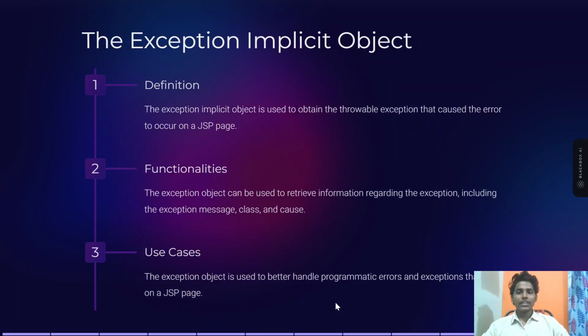Next one is the exception implicit object. The exception implicit object is used to obtain the throwable exception that caused the error to occur on a JSP page. Functionalities of the exception implicit object: the exception object can be used to retrieve information regarding the exception, including the exception message, class, and cause. Use cases: the exception object is used to better handle programmatic errors and exceptions that occur on a JSP page.